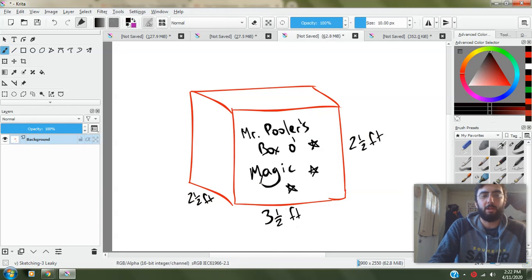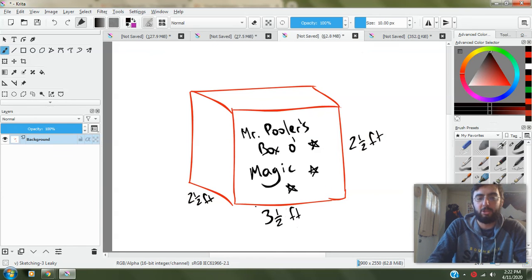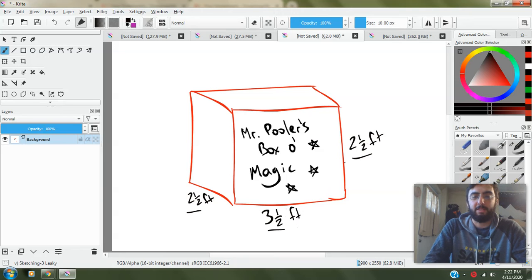So you can see here with Mr. Pooler's Box O Magic, each measurement is not a perfect round number, right? We have 3.5 feet here as the base. We have 2.5 feet here as the width. And we have 2.5 feet here as the height. So the good thing for this is we're still going to use that same formula for volume, base times width times height.